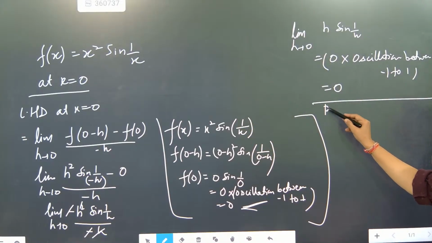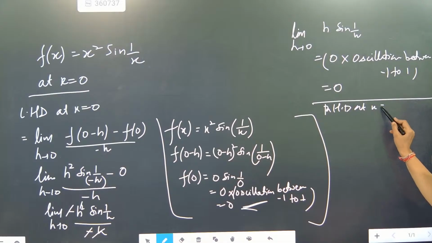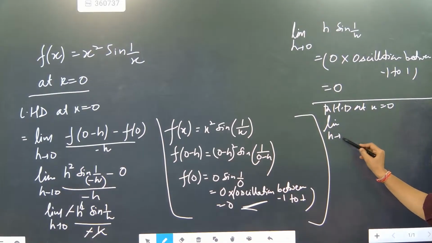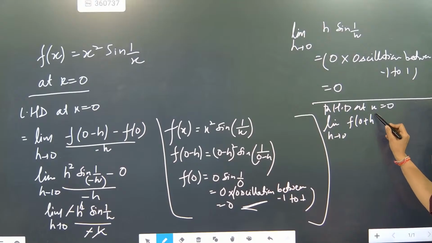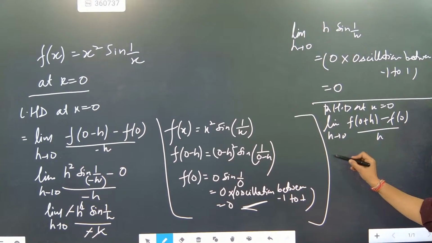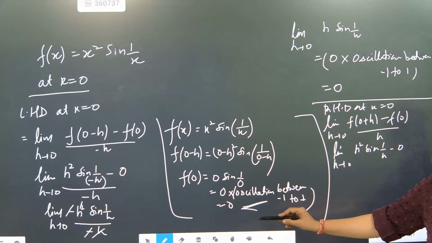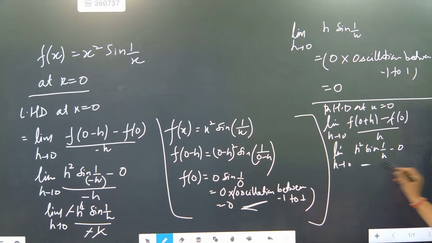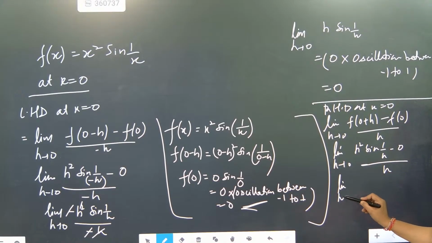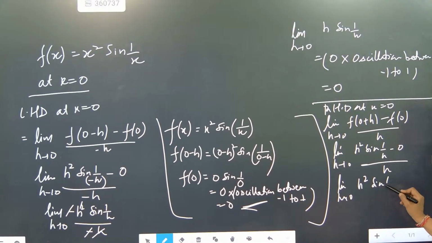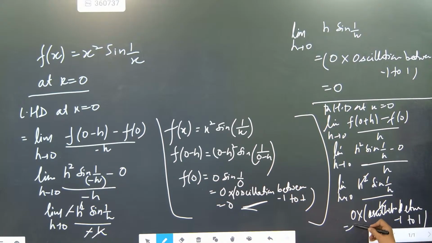RHD, the same part will come. RHD at x equal to 0. Directly we will write limit h tends to 0, f of 0 plus h minus f of 0 by h. What will it become? Limit h tends to 0, h square sine of 1 by h minus 0, because oscillation between minus 1 to plus 1, by h. So limit h tends to 0, h square sine 1 by h by h, cancel. It is 0 into oscillation between minus 1 to plus 1. So the answer is coming as 0.